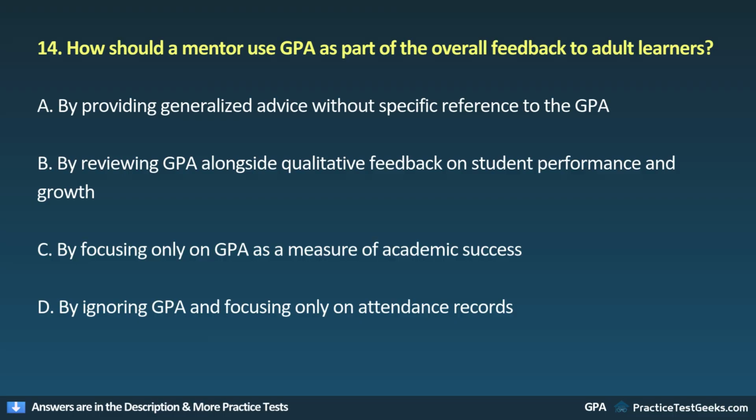14. How should a mentor use GPA as part of the overall feedback to adult learners? A. By providing generalized advice without specific reference to the GPA. B. By reviewing GPA alongside qualitative feedback on student performance and growth. C. By focusing only on GPA as a measure of academic success. D. By ignoring GPA and focusing only on attendance records.